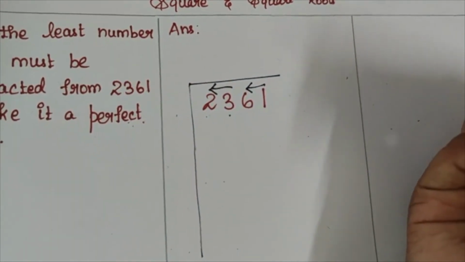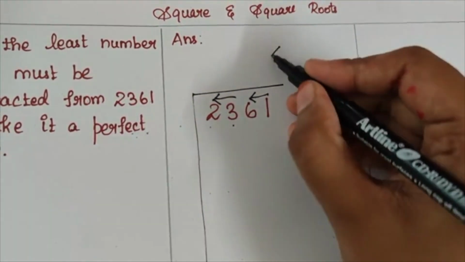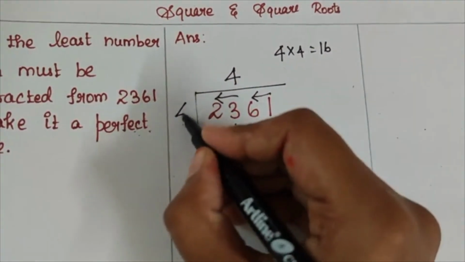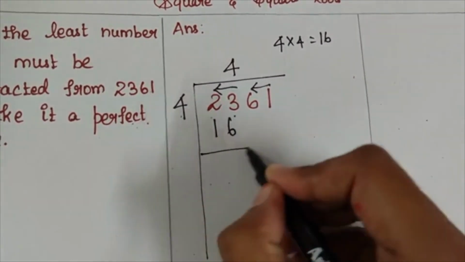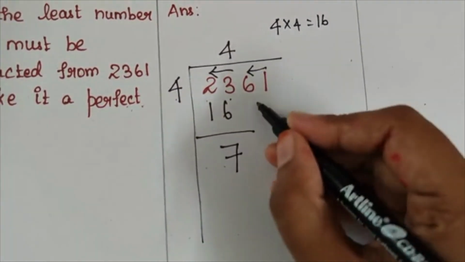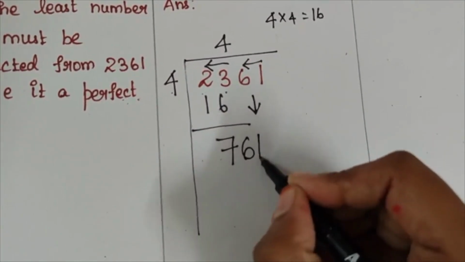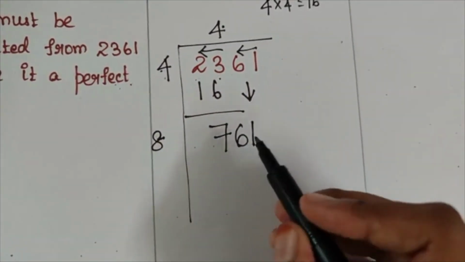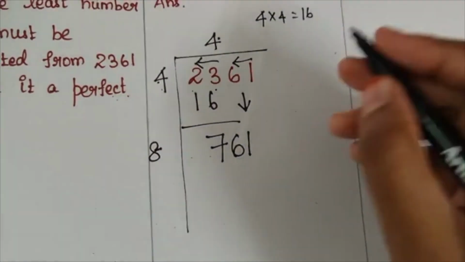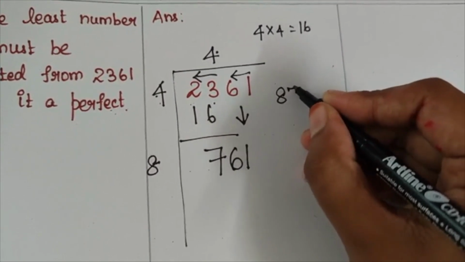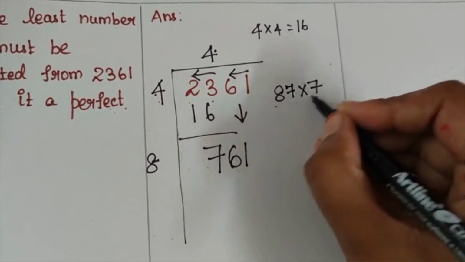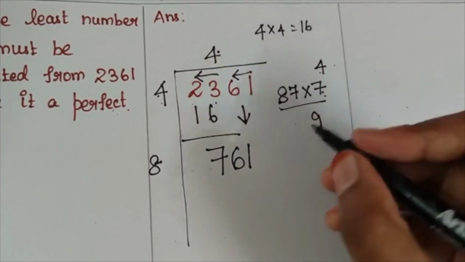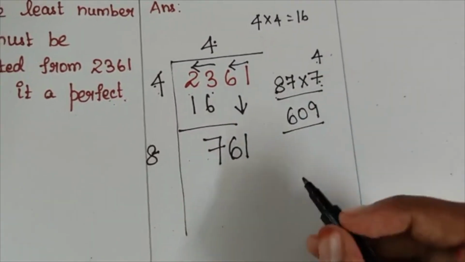23 is not a perfect square. What is the perfect square less than 23? 4 4s are 16. Subtracting, we get 7. Let me bring down 61. 4 plus 4, 8. It is not a perfect square, so we need to try here. So let me multiply 8 with 7. 7 sevens are 49, balance 4. 7 8s are 56 plus 4, 60. 60 not 9, which is very much lesser.